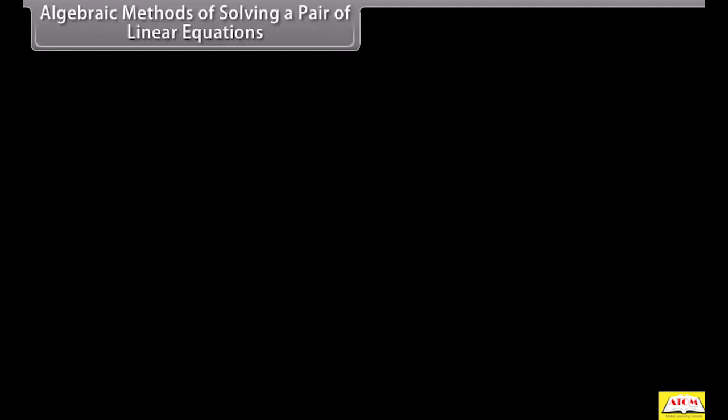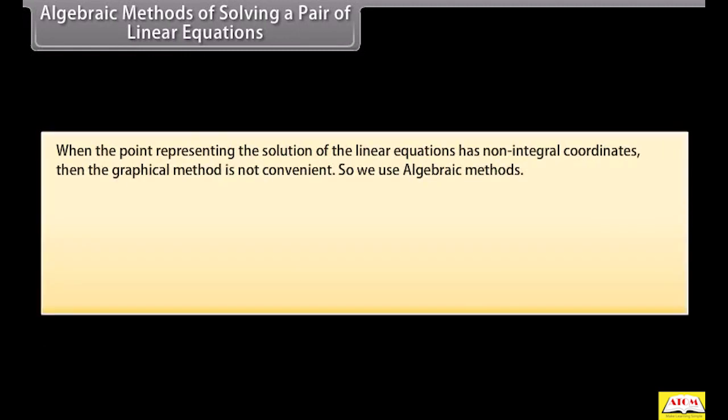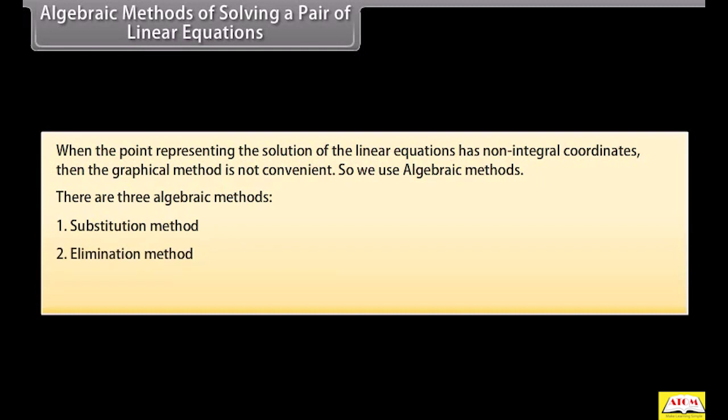Algebraic methods of solving a pair of linear equations. When the point representing the solution of the linear equations has non-integral coordinates, then the graphical method is not convenient. So we use algebraic methods. There are three algebraic methods. 1. Substitution method. 2. Elimination method. 3. Cross multiplication.